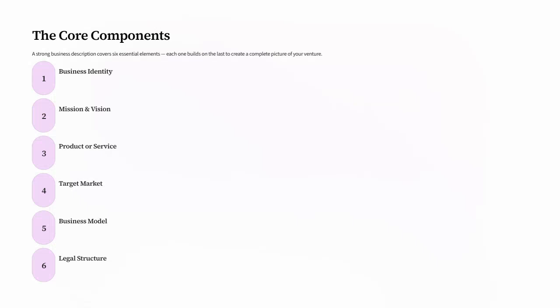A strong business description is built from 6 connected components. First, establish the business identity, who you are and what the venture represents. Then clarify the mission and vision, including the purpose and direction behind the business. Next, explain the product or service and the value it provides. Define the target market, so it's clear who you serve. Describe the business model or how the venture operates and creates value. Finally, identify the legal structure. Together, these elements create a complete picture of the business and its foundation.